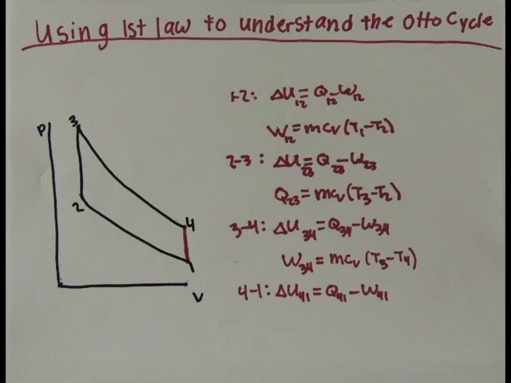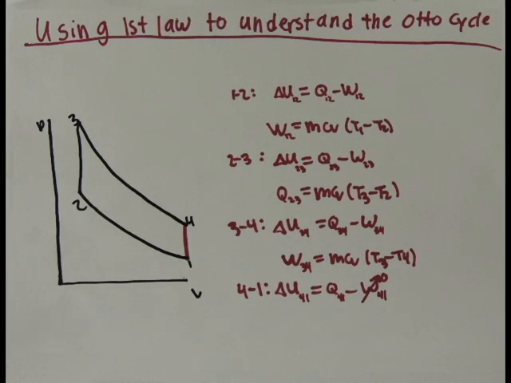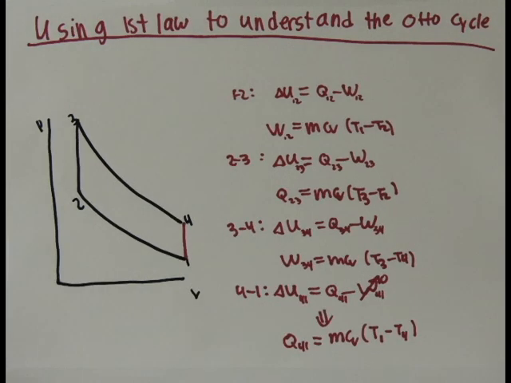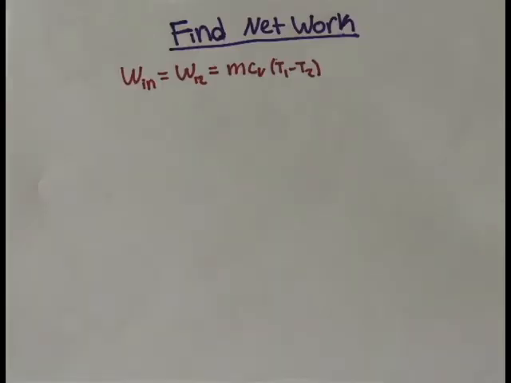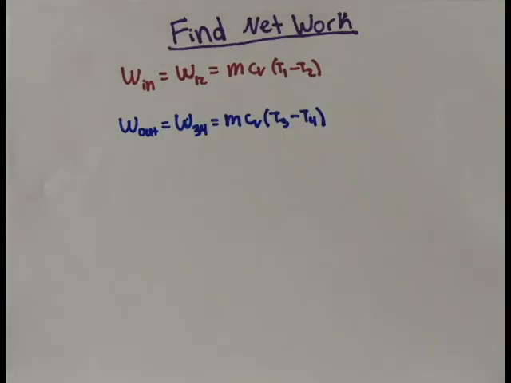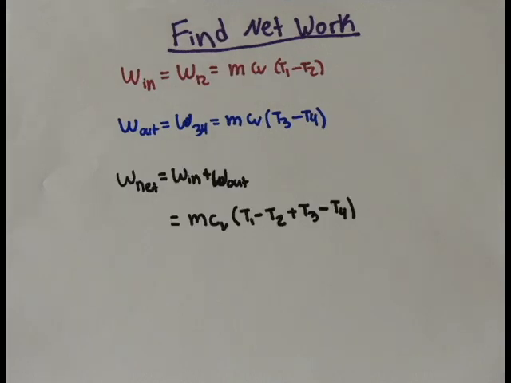The last process is a constant volume heat transfer, so work is 0, and Q41 is mCv(T1 - T4). Using our first law analysis of the Otto cycle, we can find net work. W in is W12, which we know what that equals, and W out is W34, which we also know what it equals. W net, of course, equals W in plus W out, which comes out to be mCv(T1 - T2 + T3 - T4).